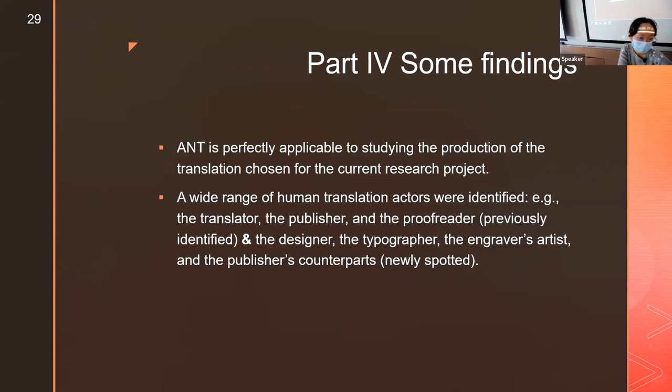not been identified and might have been easily overlooked or excluded in translation studies. But they had been proven to act actively and had a substantial influence on the production of monkey. These actors include the designer, the typographer, the engravers, artists, and publishers' counterparts.